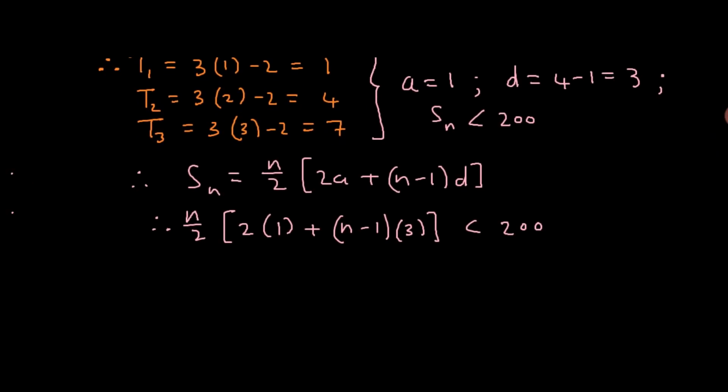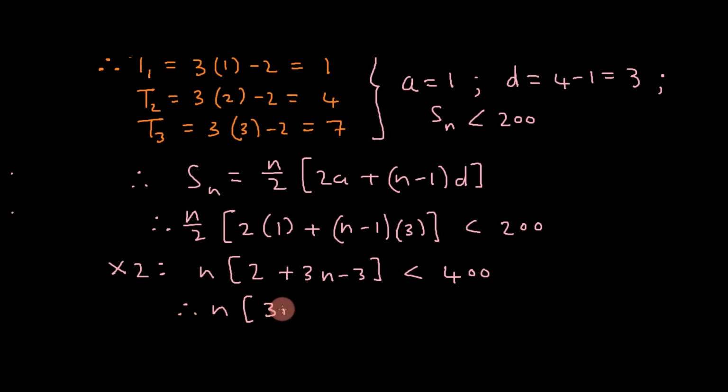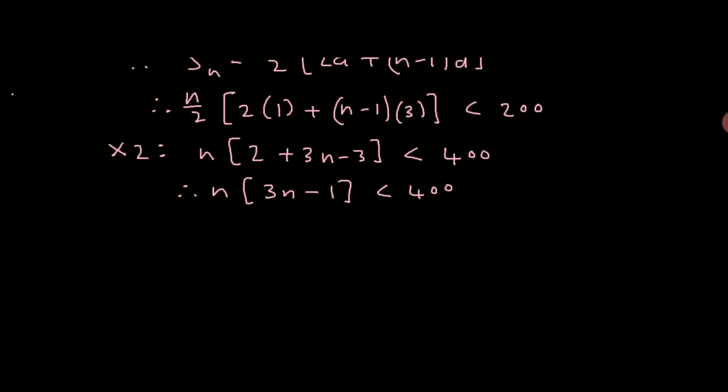Less than 200. And we can multiply both sides by 2 to get rid of the fraction here. At the same time, we can simplify inside the brackets. Multiplying the right-hand side also by 2, we get 400. And in simplifying inside the square brackets, we can multiply the n into the square brackets. And we can bring the 400 to the left-hand side. And we get a quadratic inequality, which we need to solve.